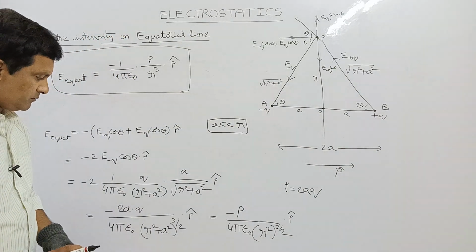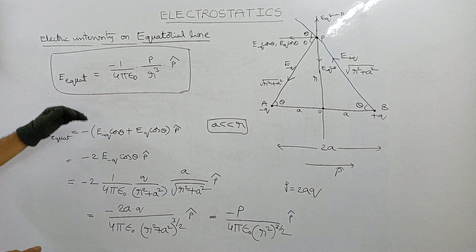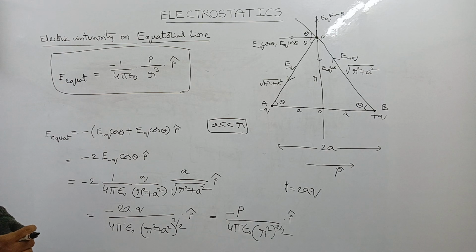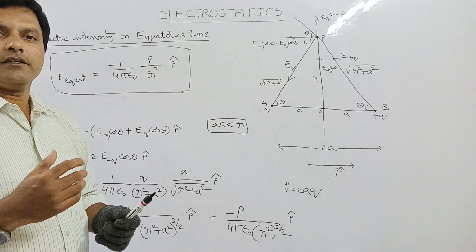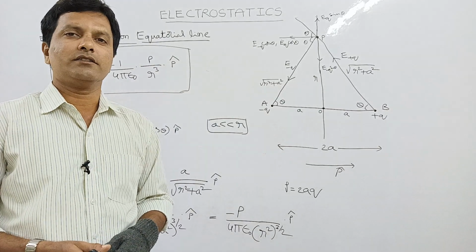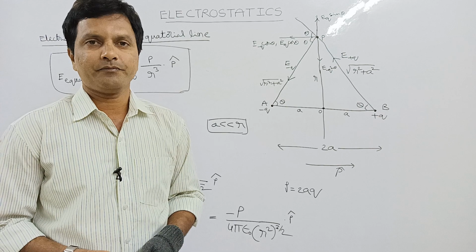So this is how we can do the calculations on the axial and equatorial lines. So we can find out the electric intensities due to a dipole.